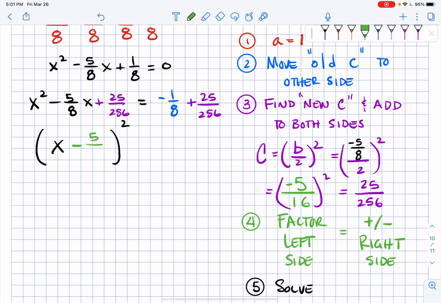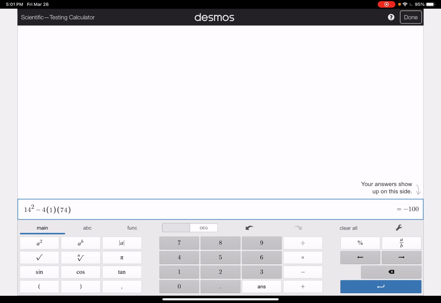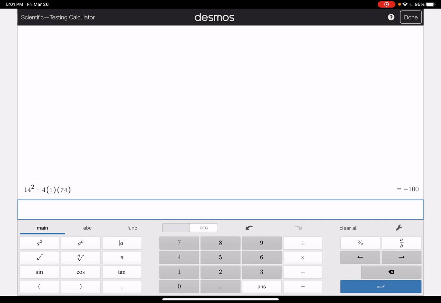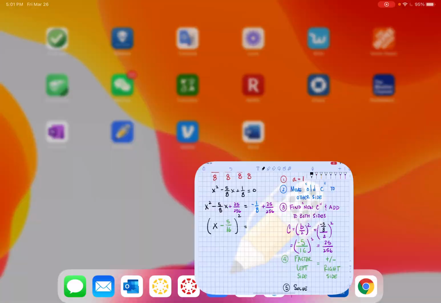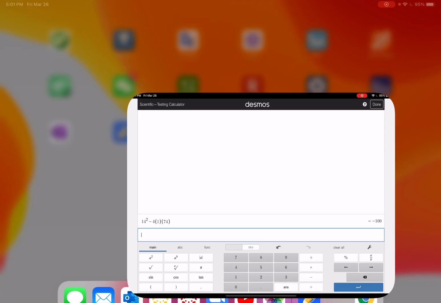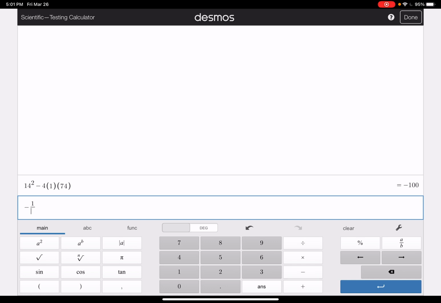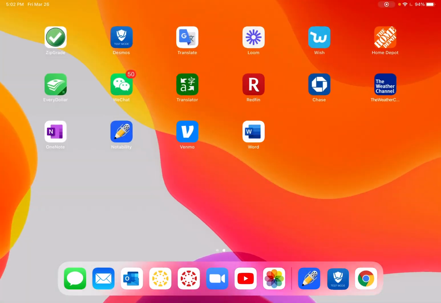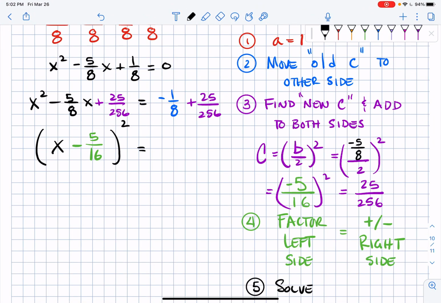So when I factor the left side, it's going to be x minus 5 over 16 squared is equal to, well, like I said, I don't mind you guys using the calculator for this. So what was that, 1/8? Oh, negative 1/8, right? I got such a great memory. Negative 1/8. So negative 1 divided by 8, and I got to add 25 divided by 256. It's a decimal, oh no. Change it to a fraction by hitting that button right there. I get a negative 7 over 256. Awesome.